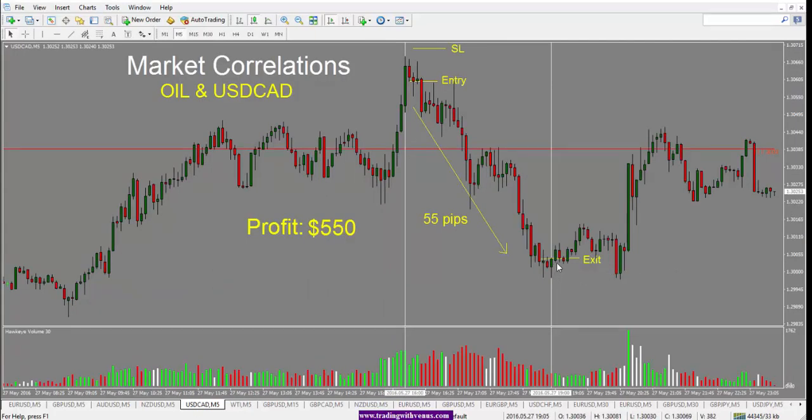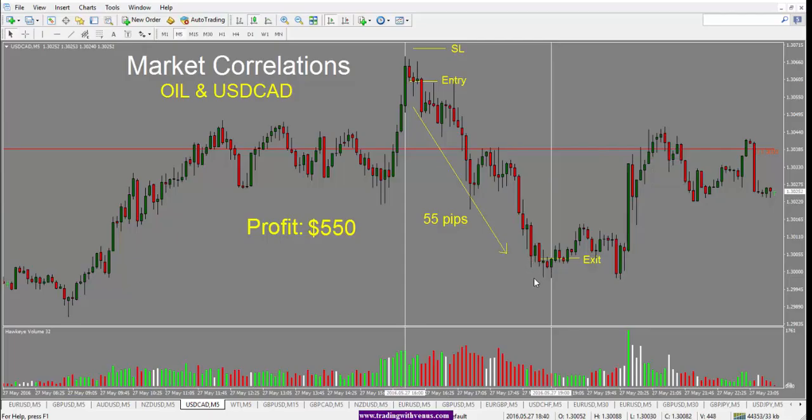Going on to our US dollar CAD chart here, as we can see, there are two pins here. There is a bullish pin, which would suggest that the price would start to turn around at this point. And as we can see, it kind of goes sideways and then finally turns around. So this is what we're looking for.